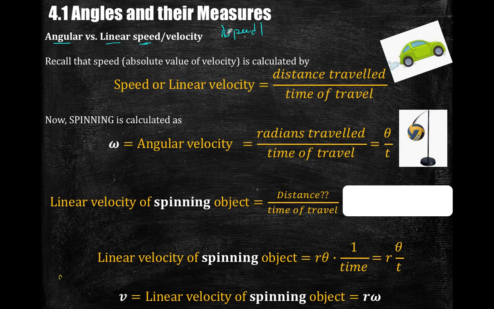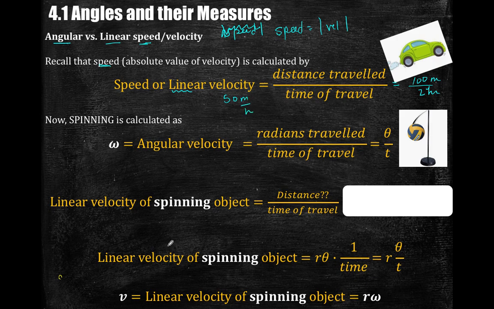I'm so thrown off by the fact that I didn't turn my animations on. Sorry, speed is the absolute value of velocity, which just means speed is always positive. So you've dealt with calculating speed before. Speed, or something we're going to call linear velocity, think about a car driving, is distance traveled over the time traveled. So for instance, let's say I went 100 miles and it took me 2 hours, right? My speed is 50 miles per hour.